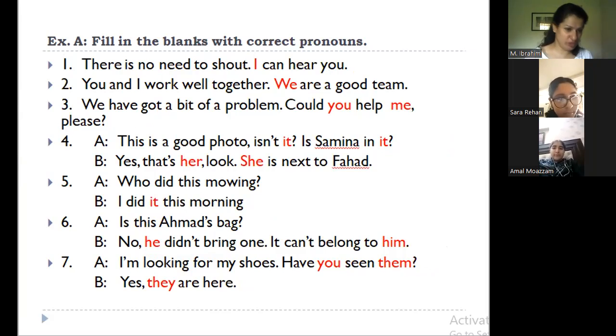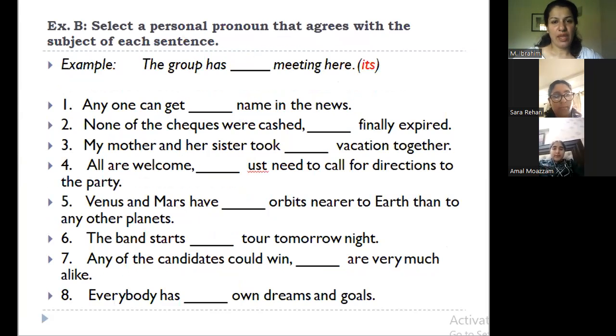Okay. We're moving over to the next exercise. Select a personal pronoun that agrees with the subject of each sentence. So we have to use the objective pronouns this time. The group has its meeting here. Its is a possessive pronoun. Here, it is being used as both the possessive and subjective.